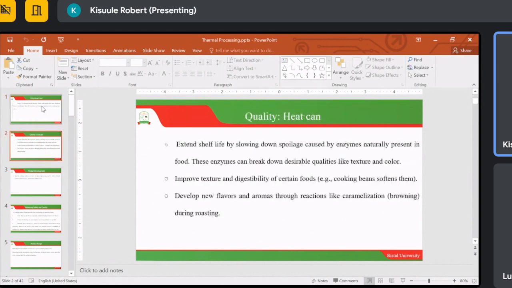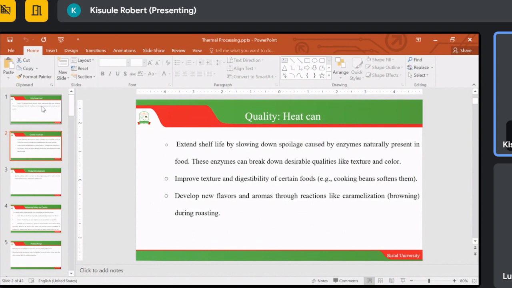And what does the heat do? Heat can extend the quality, through extending the shelf life of food. We had looked at shelf life as the duration it takes for a food to go bad or to lose its original qualities, things to do with the sensory, the texture, and the color qualities. So when you heat food, you extend its sensory qualities.